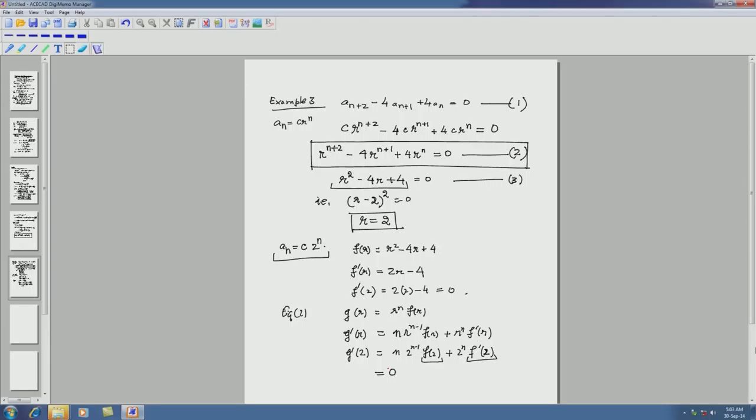Now, we take the derivative again of the left hand side of equation 2. If we do that, then we get (n plus 2) r to the power n plus 2 minus 1, minus 4 times (n plus 1) r to the power n, plus 4 n r to the power n minus 1 is equal to 0. And I know that this is satisfied for r equal to 2.